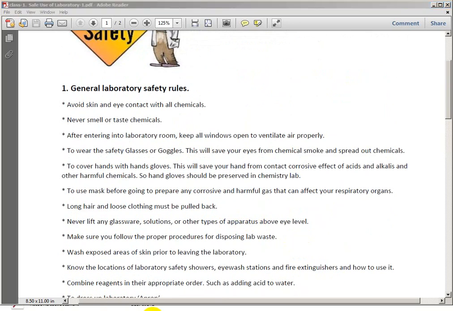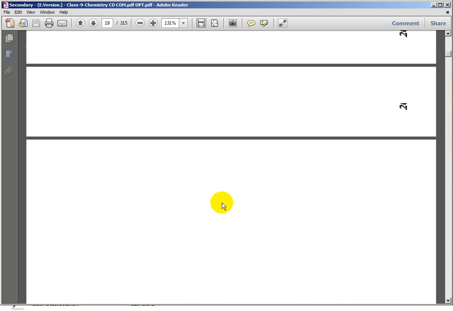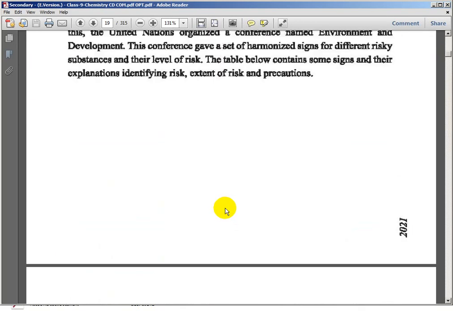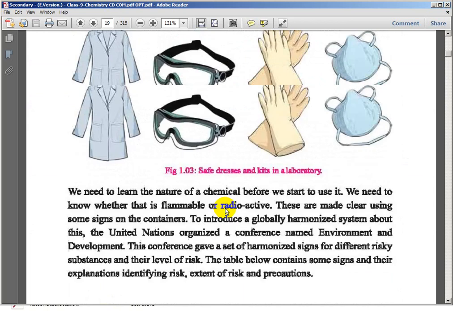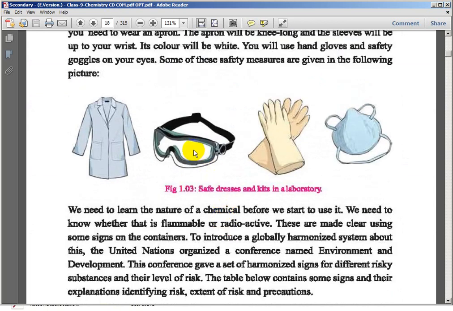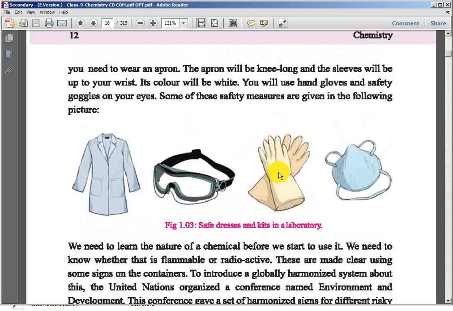Now I am going to move to another topic, our topic for today. These are goggles, apron, gloves and mask. You know masks, because of COVID-19 these things are very familiar.